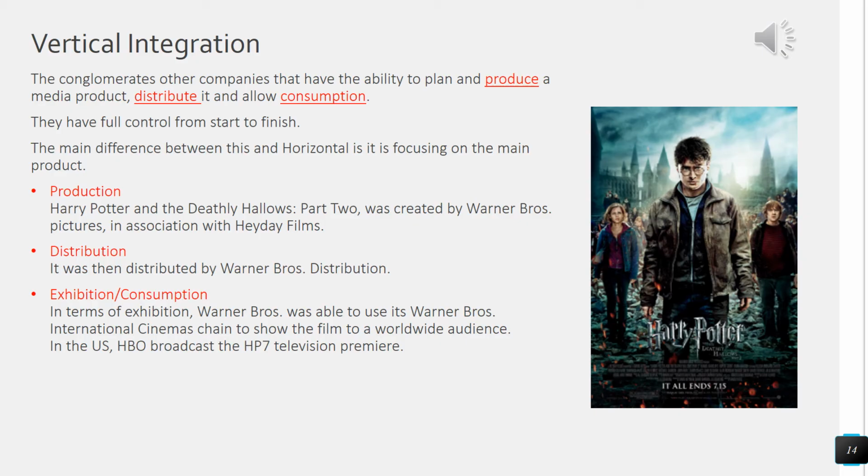Now, what this means is that they can focus on one product. In this particular case, we're looking at Harry Potter and the Deathly Hallows, and they're basically saying that it was produced by Warner Brothers. It was also distributed by Warner Brothers, so it was given out around the country on different formats, and then it was exhibited or consumed in the Warner Brothers cinema chain. So right from the off, all the way through pre-production, production, post-production, everything was Warner Brothers. Then they put it all onto film and onto digital formats, and then they show them in their own cinemas, so they haven't had to go and pay anyone else to be involved with that production.